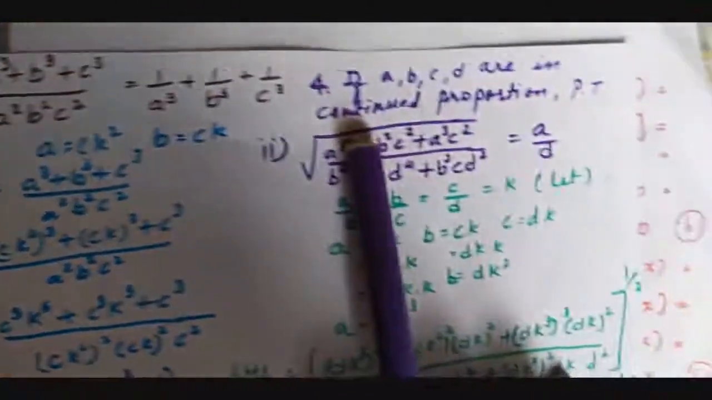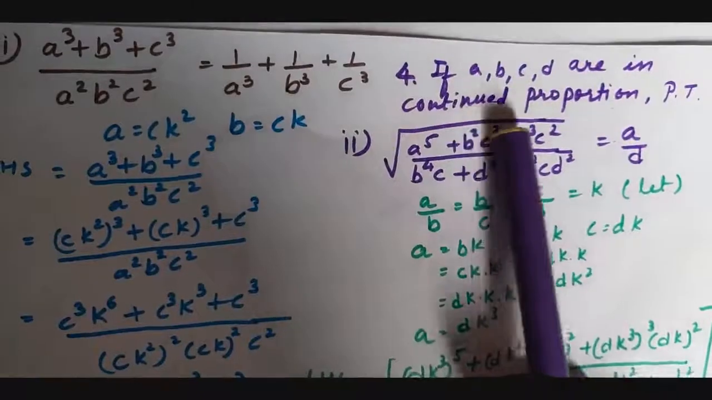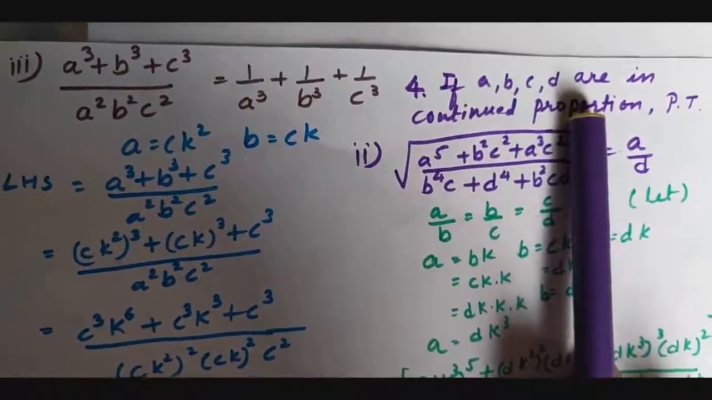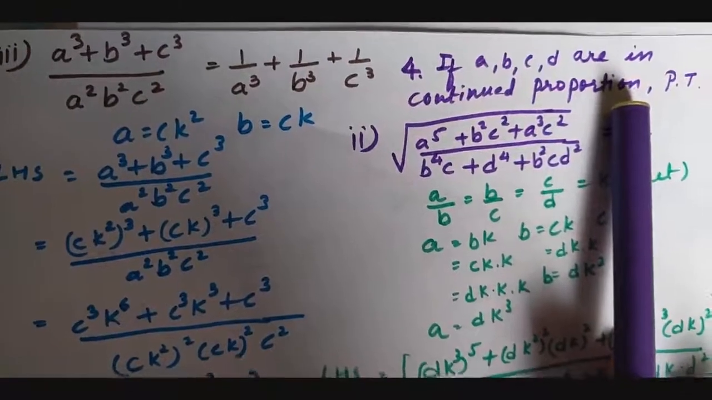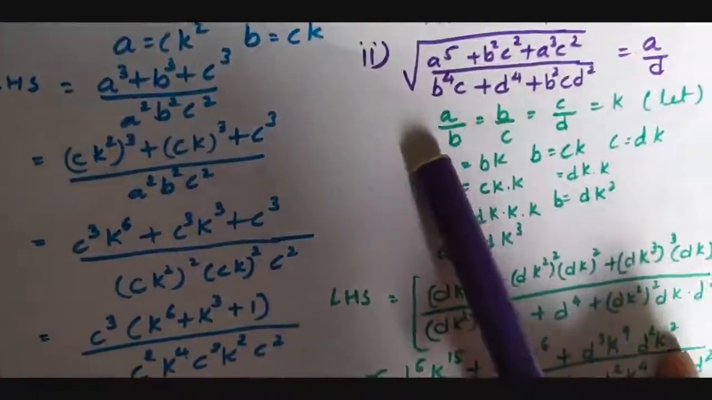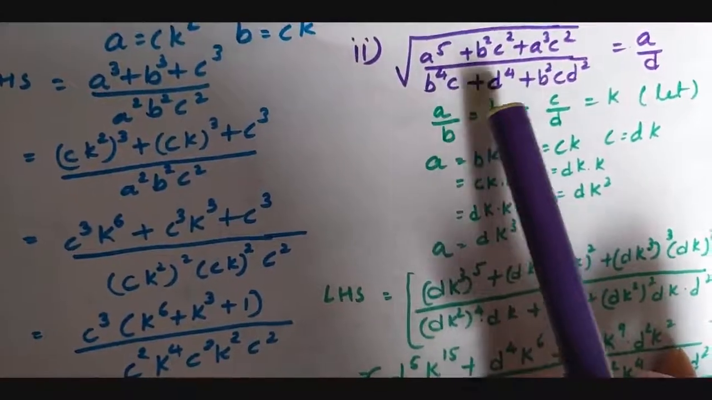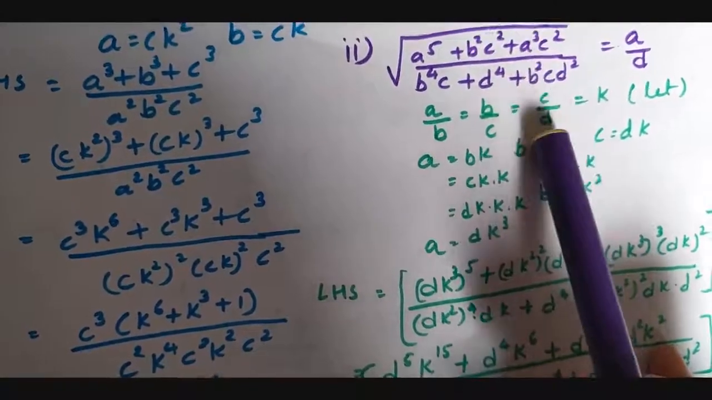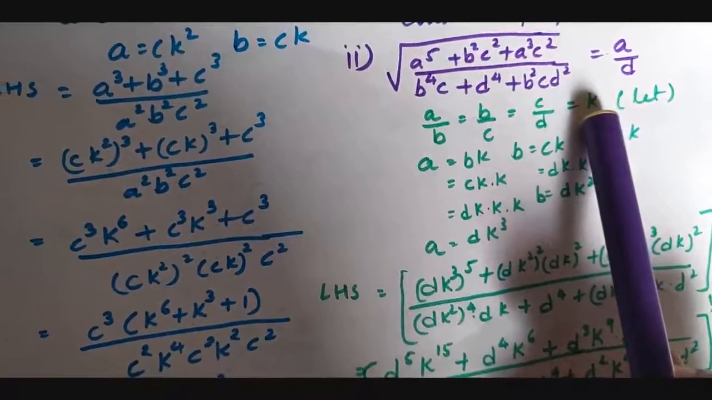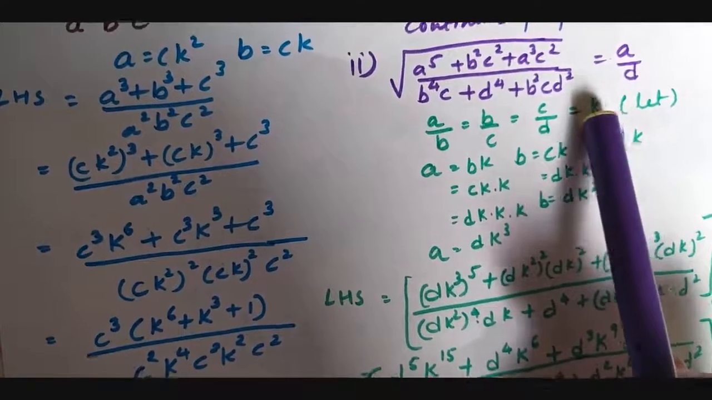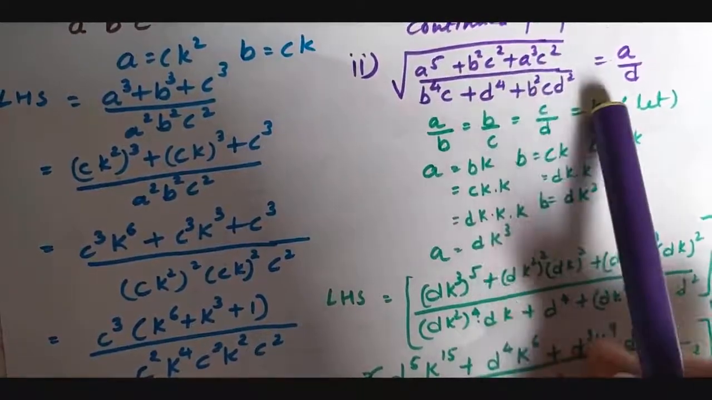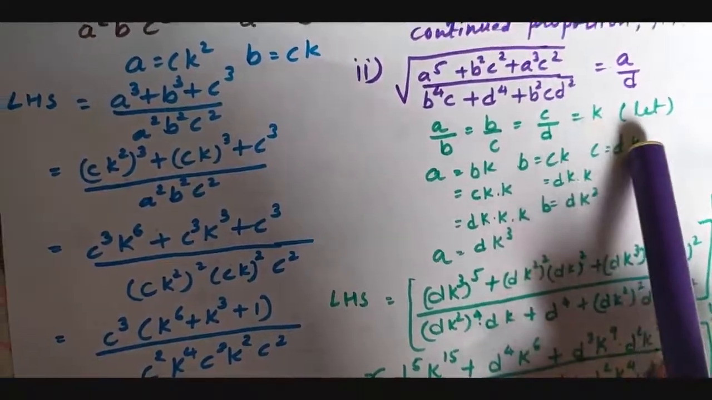Question number 4. If A, B, C, D are in continued proportion. Now you have 4 terms in continued proportion. Then what happens? You have to prove this. So A by B is equal to B by C is equal to C by D. These are all in continued proportion, equal to K. We are letting it be K.